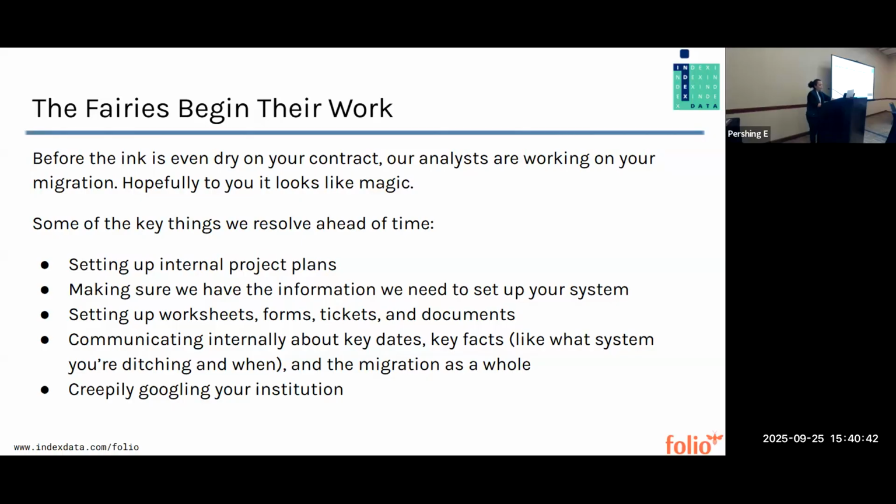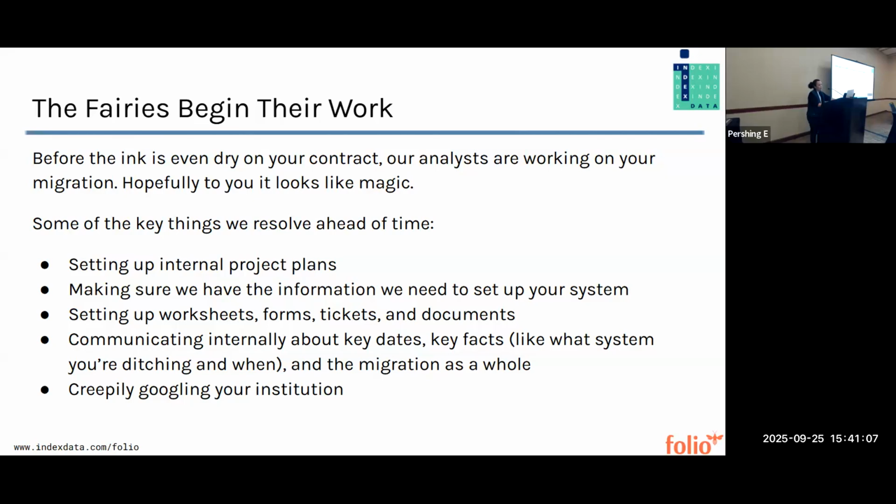So some of the key things that we're going to resolve ahead of time is setting up internal project plans, making sure we have all of the information we need in order to set up your system. So really silly things like, what should the test system URL be? We have to know that. We can't just magically intuit it, so we have to ask. We're going to be setting up all of those worksheets, forms, and creating tickets and creating documents that we're going to need later on in the migration, right?